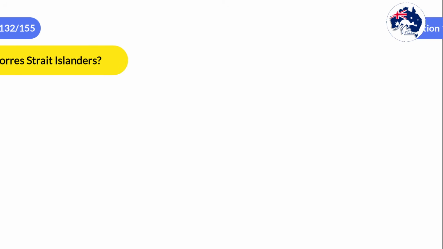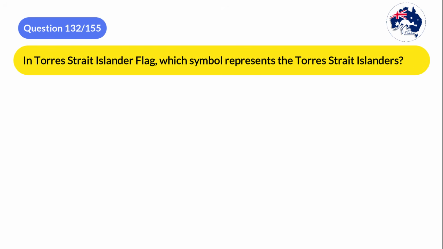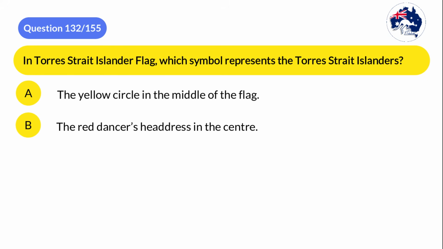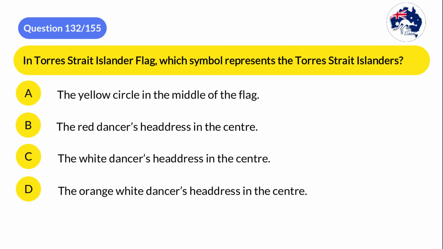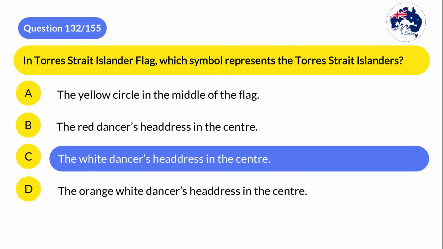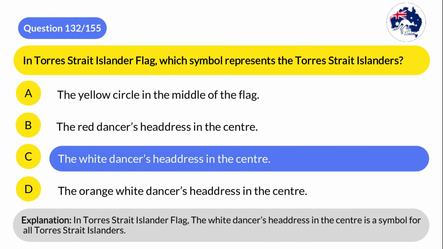Question 132. In Torres Strait Islander flag, which symbol represents the Torres Strait Islanders? A. The yellow circle in the middle of the flag. B. The red dancer's headdress in the center. C. The white dancer's headdress in the center. D. The orange-white dancer's headdress in the center. The correct answer is C. The white dancer's headdress in the center. Explanation: in Torres Strait Islander flag, the white dancer's headdress in the center is a symbol for all Torres Strait Islanders.